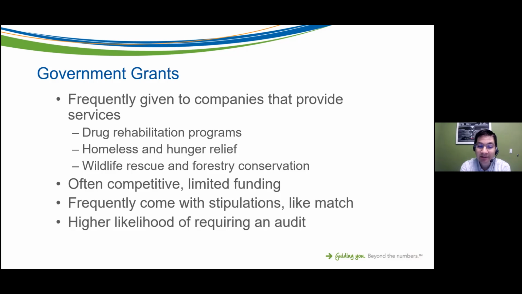And they also have a higher likelihood of requiring an audit. Audits do not necessarily come with government dollars. There are some thresholds that we're going to be discussing later. However, there is an additional likelihood of necessitating review and audit, especially with federal dollars and the Single Audit Act. We'll get to that here in a little bit.